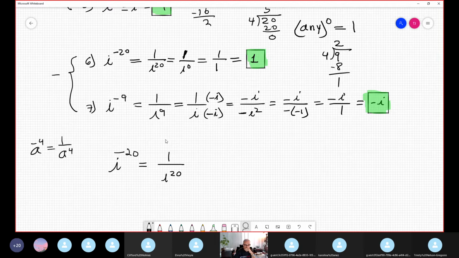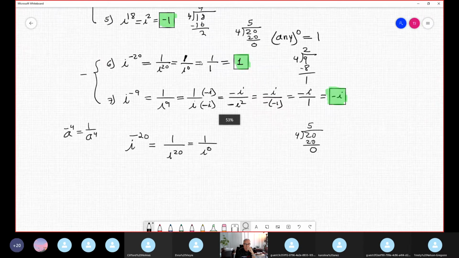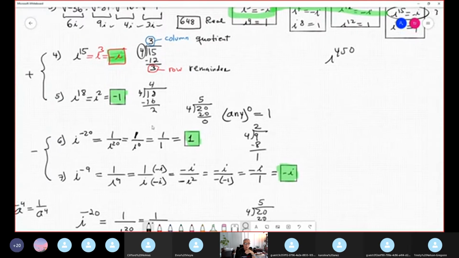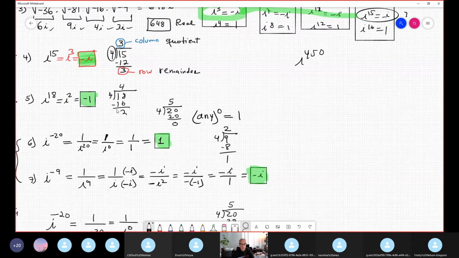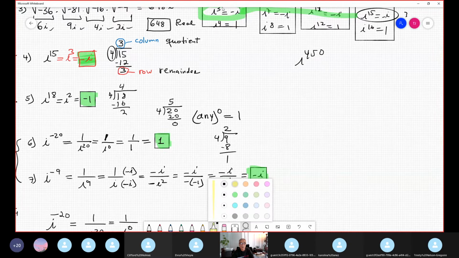Now you focus on the denominator, the positive exponent. And you discover that when you divide 20 by 4, I suppose that you remember that we divided by 4, the remainder is 0. So this is equivalent to i to the 0. 20 gives 0, and always 20. So do you see any exact multiple of 4, like 4, 8, 12, 16, and even, what is the next? 20, no?